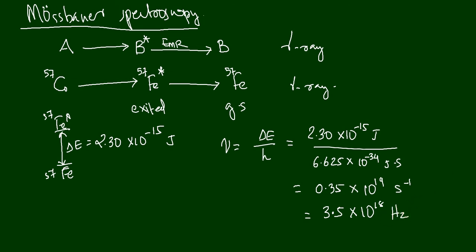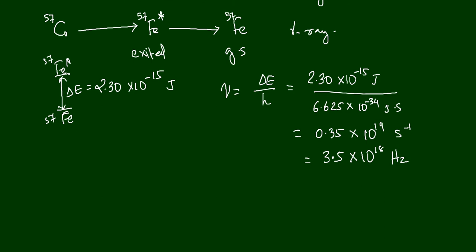So this is the frequency which is emitted when an Fe57 star nucleus is produced from the cobalt 57 nucleus, because this Fe57 star nucleus is coming back to the ground state and this frequency will be emitted, and this is in the gamma ray region of the electromagnetic spectrum.